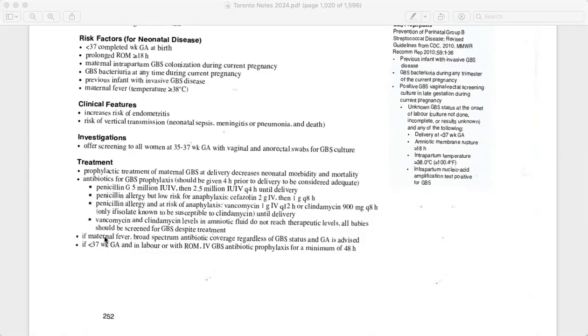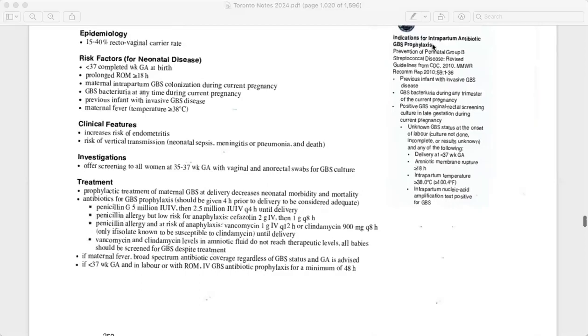Now, what are the risk factors and when are you going to give the prophylaxis? If there is a maternal fever, all the risk factors, usually all the risk factors. What are those ones? Maternal fever, broad spectrum antibiotic coverage regardless of the GBS status, and the gestational age is advised. If less than 37 weeks in the labor or with the rupture of membrane, IV GBS antibiotic prophylaxis within the minimum of 48 weeks. But if any of these risk factors are present, just give the prophylaxis. Simple and easy way to remember.